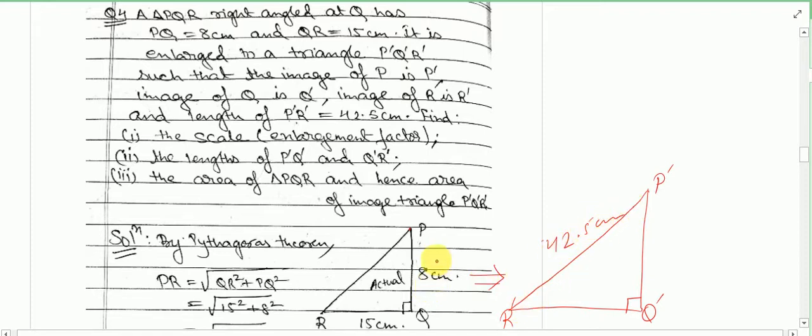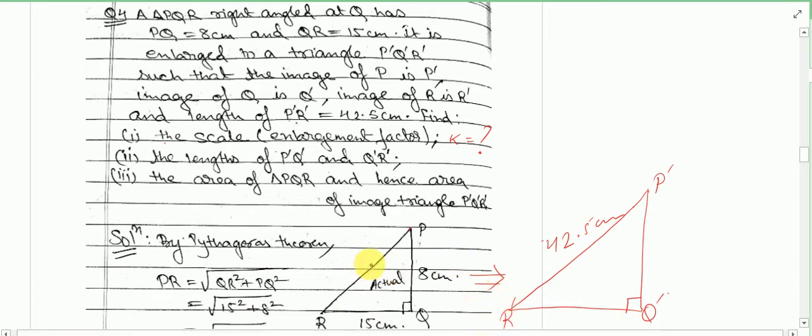Now what are we supposed to find? Number 1, we have to find the scale factor, that means K. Number 2, we have to find the length of P dash Q dash and also Q dash R dash. And thirdly, we have to find the area of triangle PQR, and hence the area of the image triangle P dash Q dash R dash.